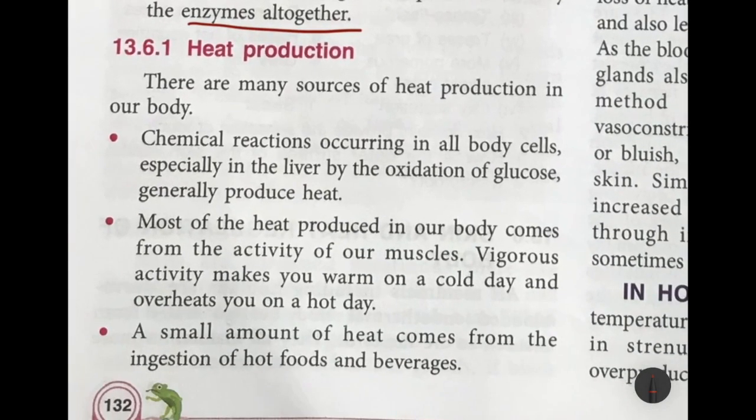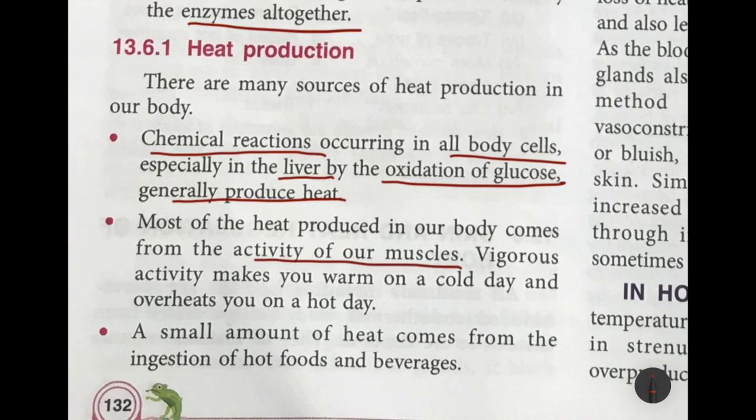Now, heat production. There are many sources of heat production in our body. How is heat produced in our body? First is chemical reactions that take place in all body cells, especially in the liver, by oxidation of glucose. When glucose is broken down by means of oxygen, that also produces heat. Most of the heat produced in our body comes from the activity of our muscles, when our muscles work together. When you run, when you are doing physical exercise, you will feel hot. Why? Because the muscles are working.